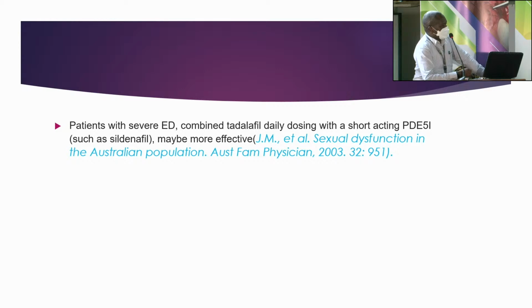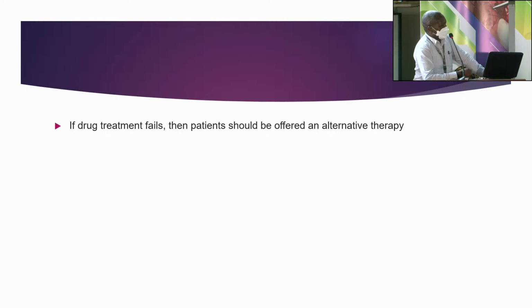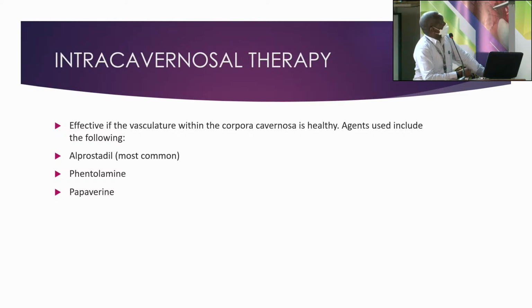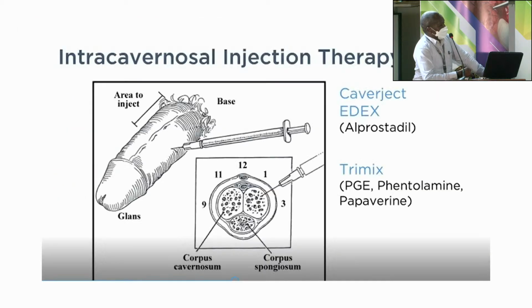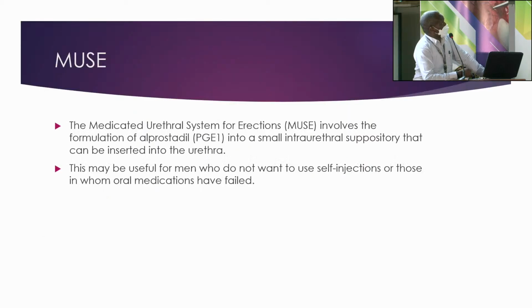If the drug treatment fails, then the patients should be offered alternative therapies. Some of the alternative therapies include intracavernosal therapy, whereby prostaglandin E is injected into the corpora cavernosa with a small syringe like an insulin syringe. You can give the MUSE, the medicated urethral system for erection. This is injected into the urethra.